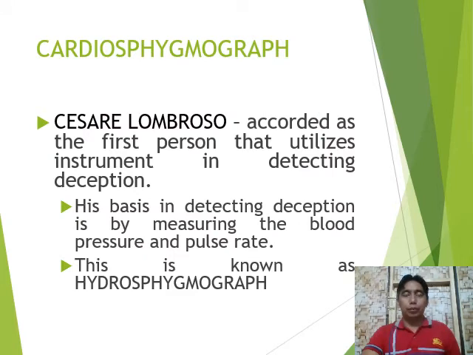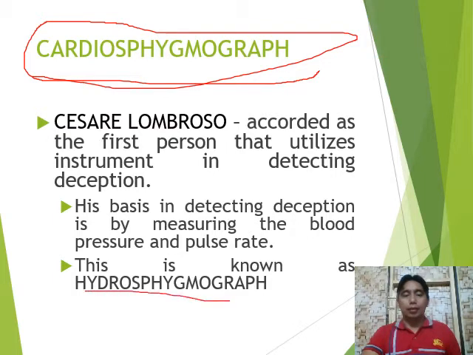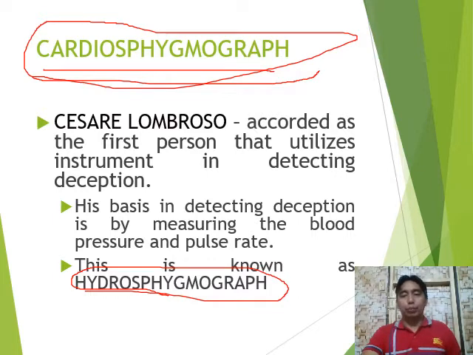And back to Lombroso, the machine that he invented is the hydrosphygmograph, now called the cardiosphygmograph. It became only one component of the polygraph in modern times, while during his time the machine he invented, the hydrosphygmograph, was already considered a polygraph. But today it is just one component of the modern polygraph.